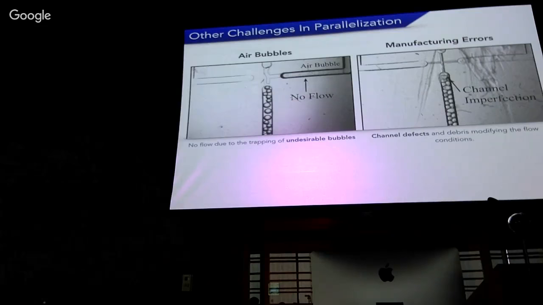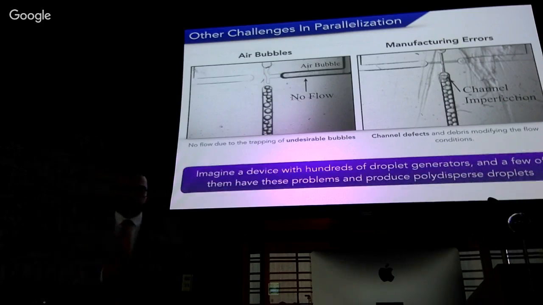Other problems are air bubbles, that prevent liquids from reaching the junctions, and fabrication defects or manufacturing errors. Like in this case, we have a debris here, which is making the droplets have polydispersed or different sizes. So imagine the same problems, but with hundreds of these.